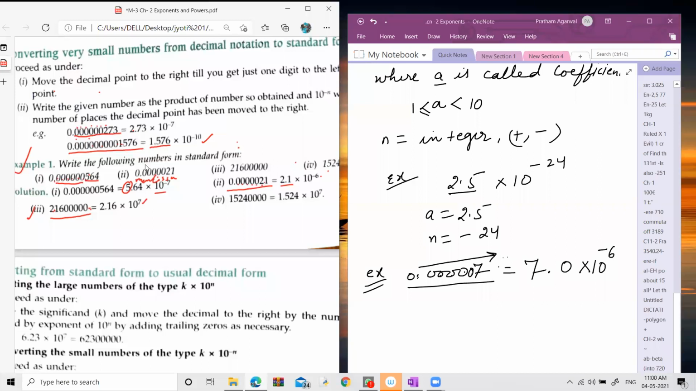Now remove the zeros, only write the number which is 2.16 and remove all the zeros. Fine. So this is the standard form of this larger number. Is it clear or not? Now let's come to the fourth part.